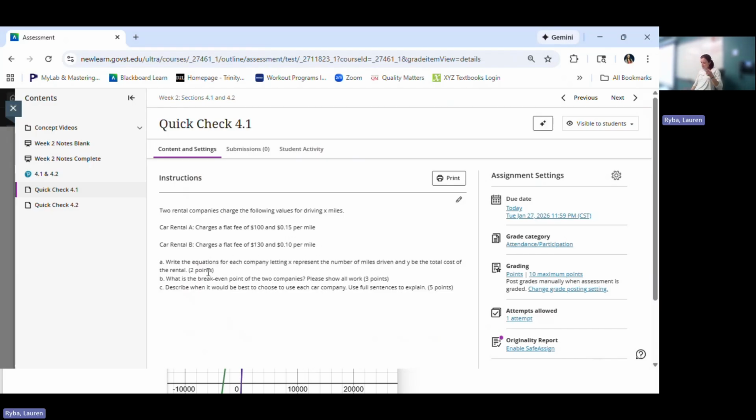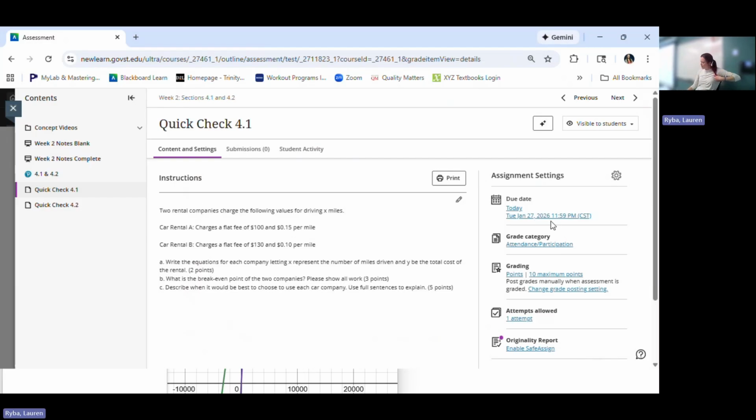So what you're going to be graded on: 2 points to write the equations for the companies, letting X represent the number of miles driven and Y equaling the total cost. B says, what is the break-even point of the two companies? Show me your work. Whether that's by hand or you're using Desmos to graph it, take a screenshot and you can upload that. And then part C is describe when it would be best to choose each one. So when are you going to choose A? When would you choose B?